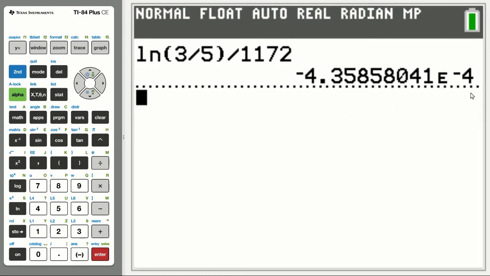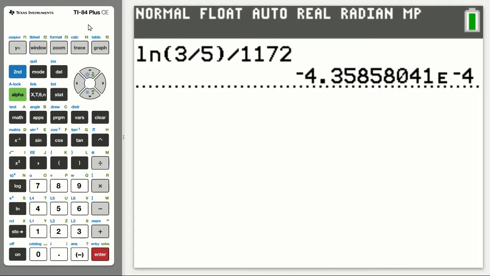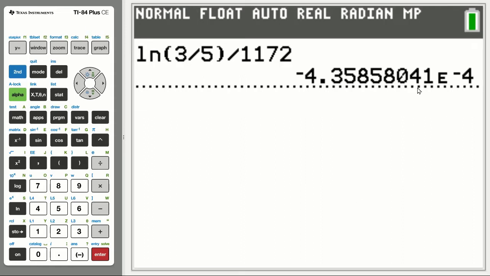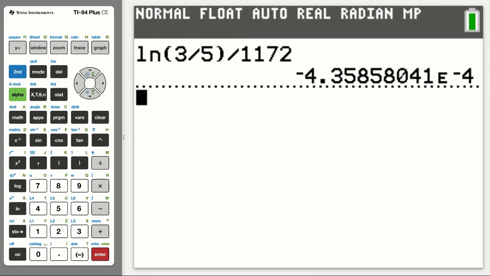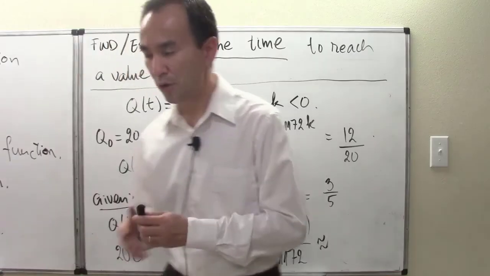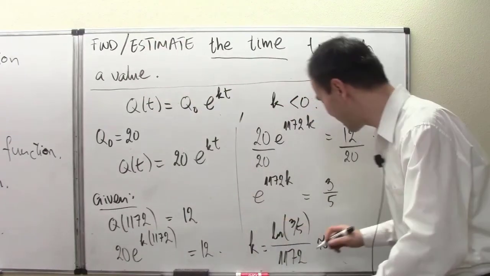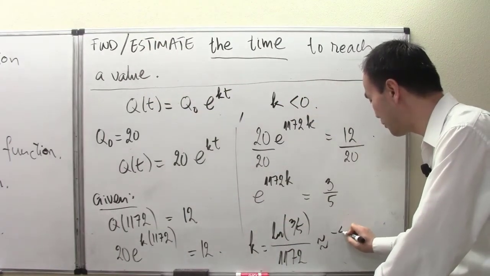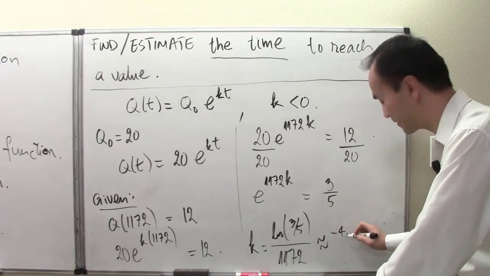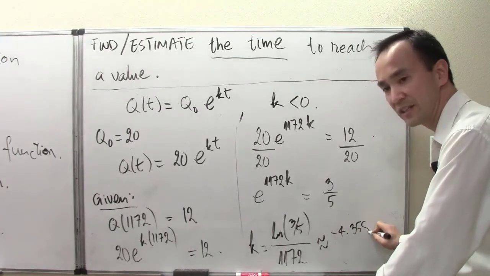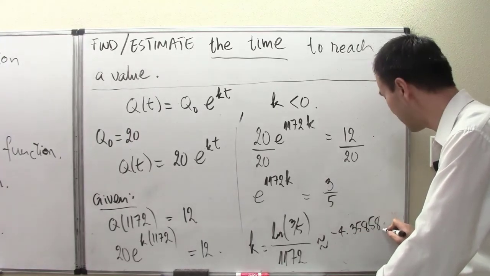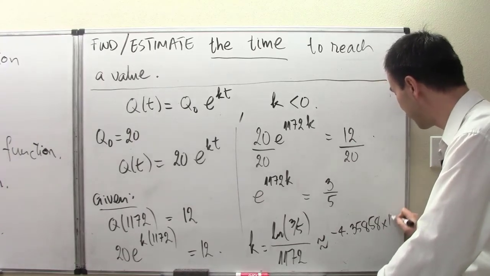Quite sometimes the calculator will display, at least with the TI-84, at least in the TI family of calculators, this e minus 4, which means times 10 to the negative 4 power. So on my board, that answer means negative 4.35858, and a lot longer, but times 10 to the negative 4.